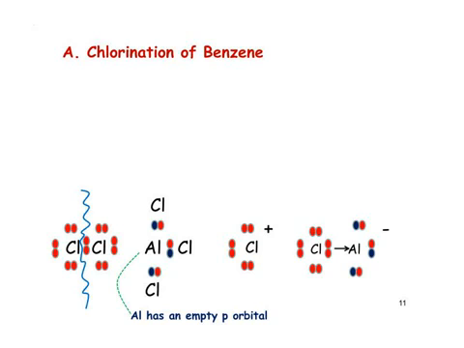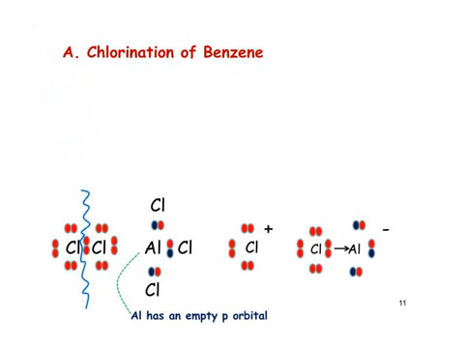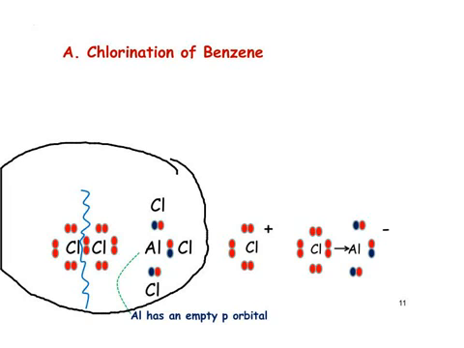Let's pick up some of the details of this then. I've lost that slide again. Okay, chlorination of benzene. This is what I was showing you earlier. We're looking at this image here at the moment. Here's the halogen carrier, aluminium chloride.